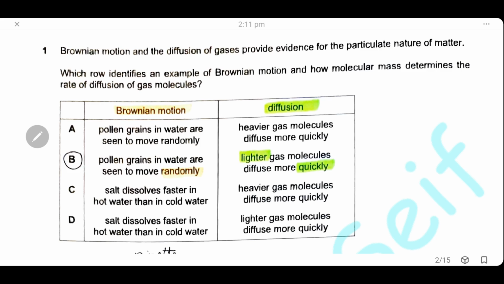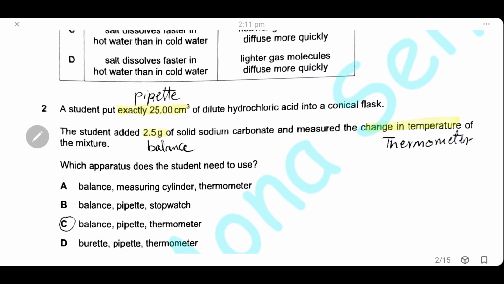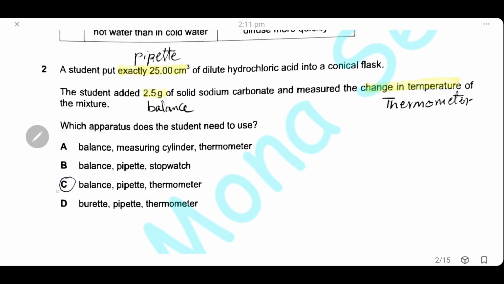molecule diffuses more quickly. Question 2. A student put exactly 25 cm³ of dilute hydrochloric acid in a conical flask. To measure exactly, he needs a pipette. Then he adds 2.5 grams of solid sodium carbonate. That will be measured by a balance, and he measures the change in temperature, which of course will be measured by a thermometer. Which apparatus does the student need to use? The answer is C: balance, pipette, and thermometer.